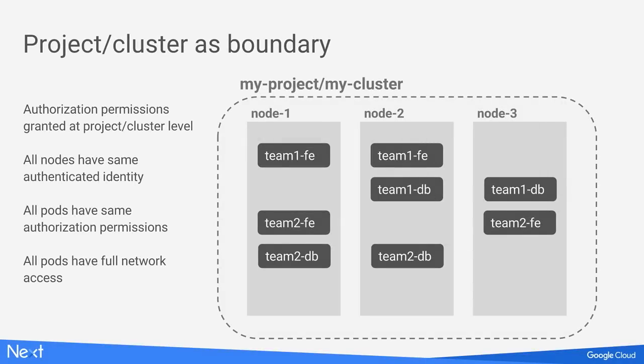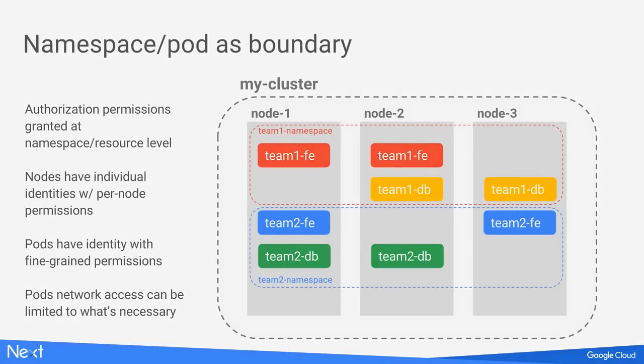So Jess talked to us about a cluster and the project as a security boundary and gave you this slide that you saw earlier. We'd like to change this. Instead of everything being the same authenticated identity, the pods having the same permissions, what we'd like to see instead is something where the namespace and pod become much more of a boundary than they are today. So this would mean things like the authorization permissions could be granted at a namespace resource level. So if we look at the example here, you might see Team 1 has a namespace, and they're running their front ends in red, their databases are in yellow.